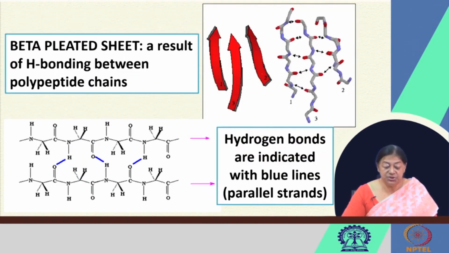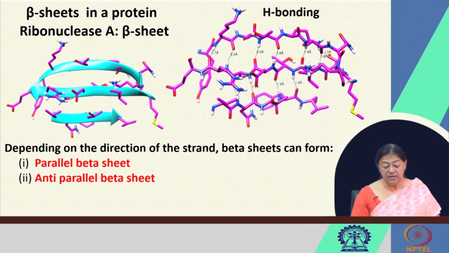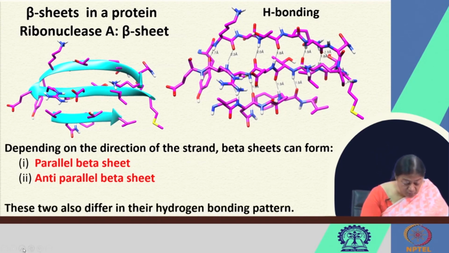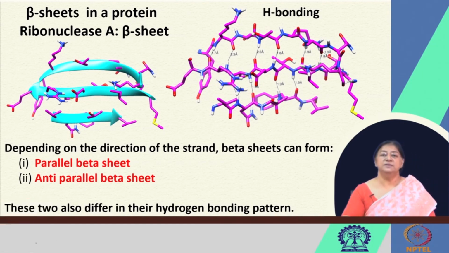For the beta pleated sheet, where we saw the hydrogen bonding pattern, we realized that this particular hydrogen bonding pattern is different for the parallel and the antiparallel sheets. And while we look at the hydrogen bonding pattern, we can distinctly see what kind of strands are forming this particular beta sheet. Now, interestingly, if we look at the direction and the pattern, we look at the hydrogen bonding. Now, how is this important?